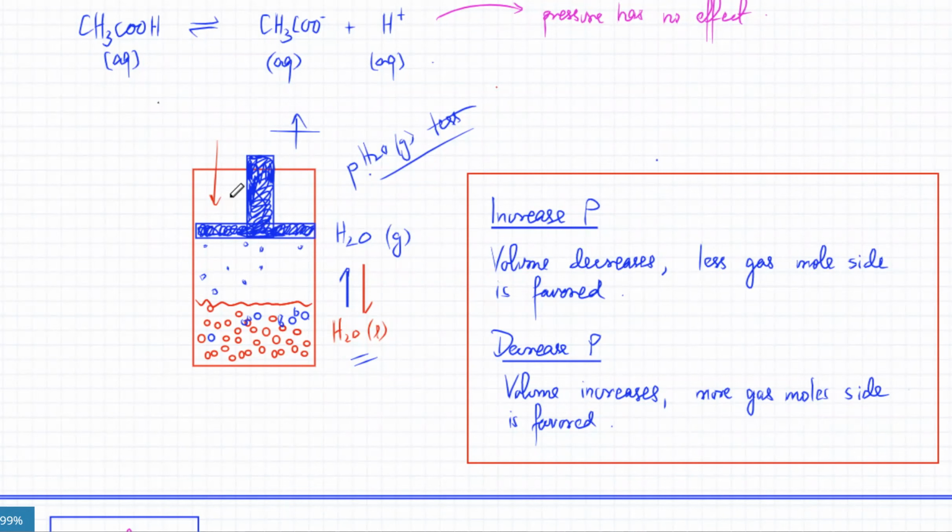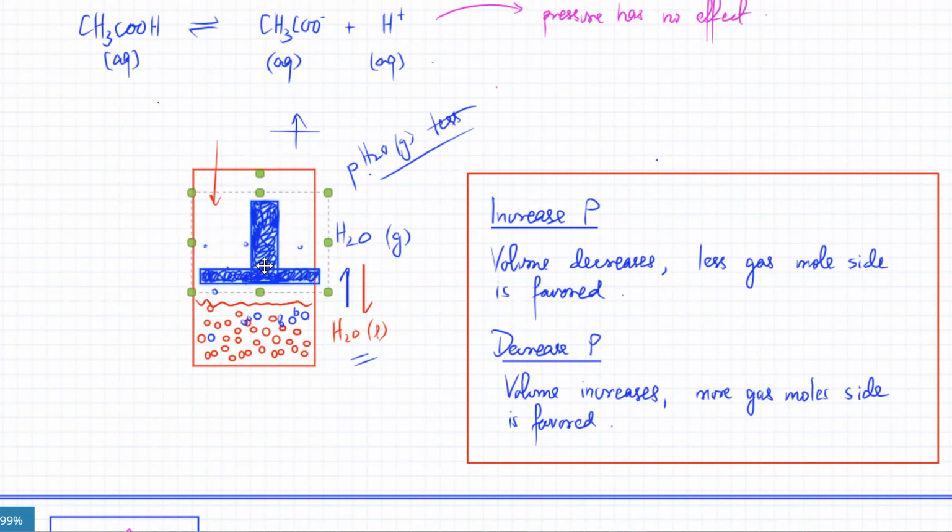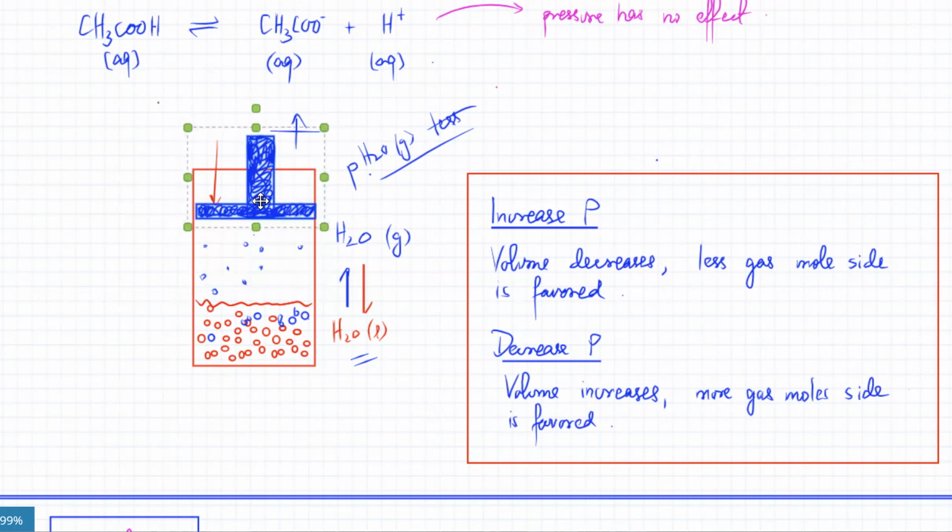ठीक है, if I increase pressure, what will happen is that this piston over here will be pushed downwards. ठीक है, तो वो piston नीचे आता जाएगा. The room or space available for forming water vapor would decrease. So automatically less gas would be formed if I increase pressure.